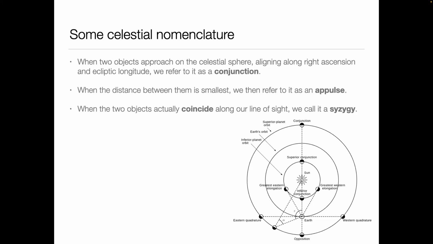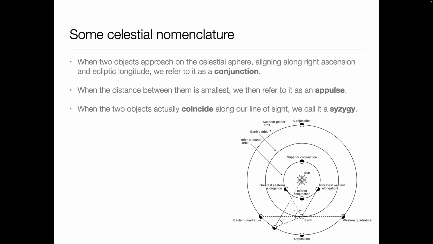Like you can think of, for example, the conjunction of Jupiter and Saturn, or two planets along the ecliptic, for example. And a pulse is basically a more refined term. If the distance between two objects is minimized, then we call it a pulse. It comes from pulsus, from Latin. Basically, it just means to kind of come together. And when the two objects actually coincide along our line of sight, we call that a syzygy. It comes from, I believe, Old Greek, syzygia. And this basically is not just a minimization, but actually an alignment.